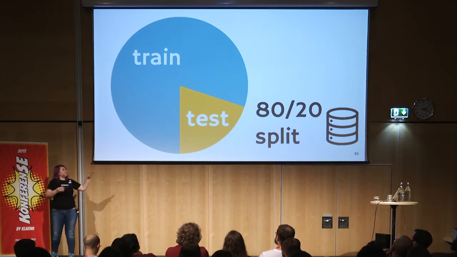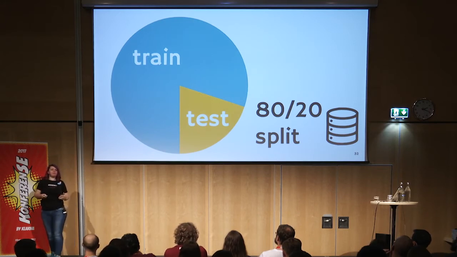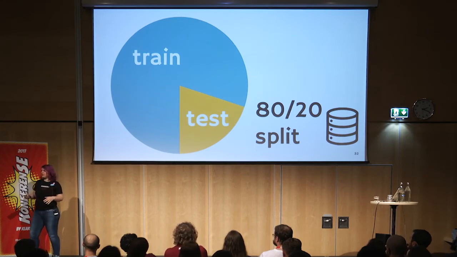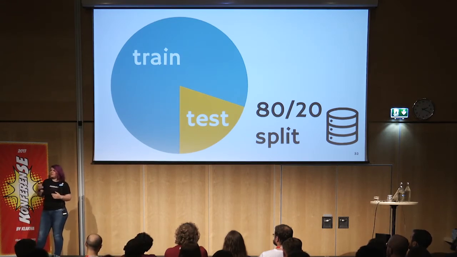The way I had it, and that's because it's good for that data set, was 80-20. But what you want to do, really, is to use as much data as you can to train your algorithm, and then still leave enough data to have statistical significance for testing your algorithm.